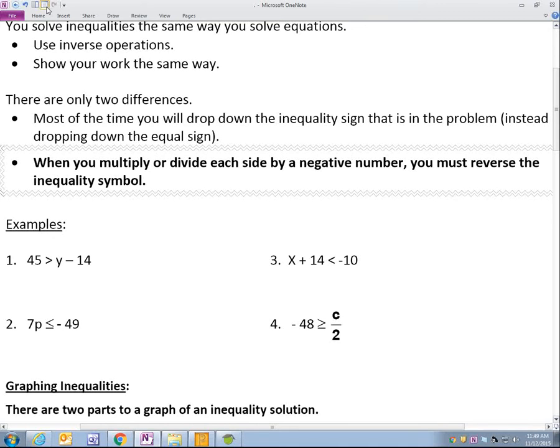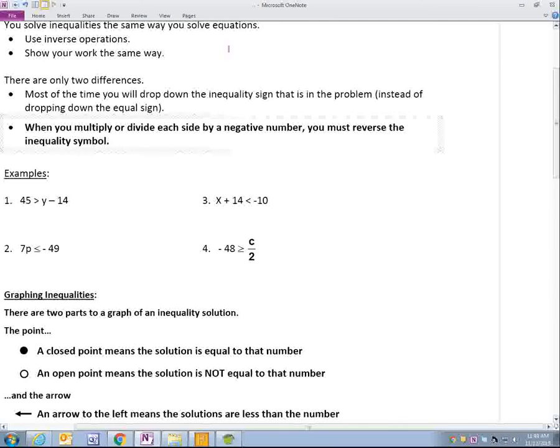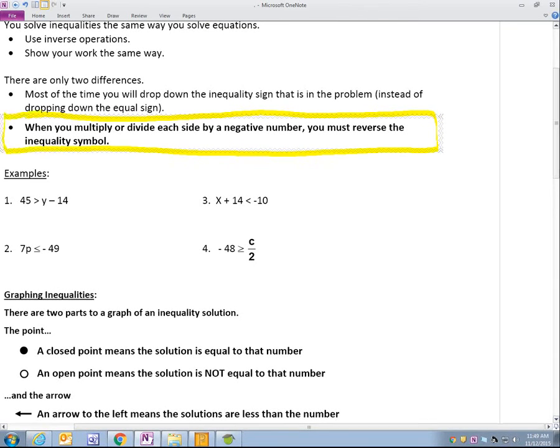And here's a big point that I want you guys to highlight. By highlight, I mean circle it in some way, shape, or form with your pencil. It says, when you multiply or divide each side by a negative number, you must reverse the inequality sign. So that means that if it was greater than, it now becomes less than. If it was less than or equal to, it now becomes greater than or equal to.